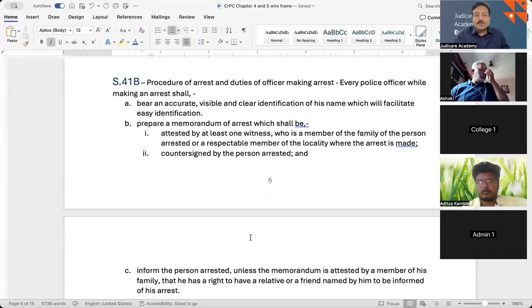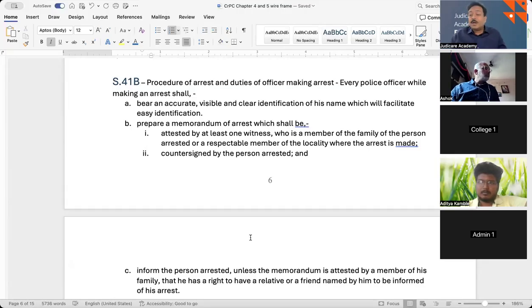Procedure of arrest and duties of officers making arrest. Now you had given a notice to the person, the procedure has been complied with, and now you have arrested the person. Or it is required for the person to be arrested, or under 41(1) you have arrested somebody. In both cases, you then follow section 41B, the procedure of arrest and the duties of the officer making arrest. So every police officer while making an arrest, remember, under 41(1), 2 or 41A, shall bear an accurate, visible and clear identification of his name which will facilitate easy identification.